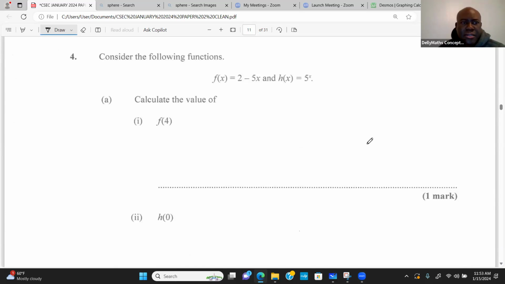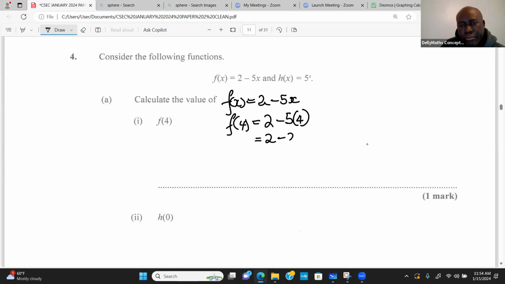Number 4 is a function, and it says f of x is equal to 2 minus 5x, and h of x is equal to 5 raised to the x. Calculate the value of f of 4. So f of 4, simply, let me just write the f function quickly. f of x is 2 minus 5x. So f of 4 would mean that I will substitute 4 in the f function, and then I keep working. So then 2 minus 20 is negative 18. So f of 4 is negative 18.